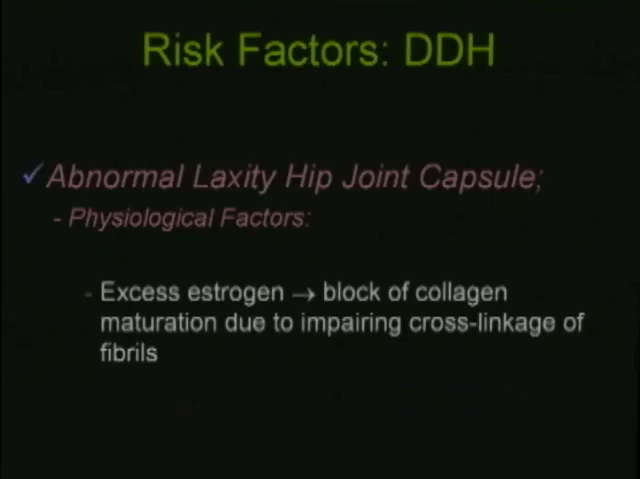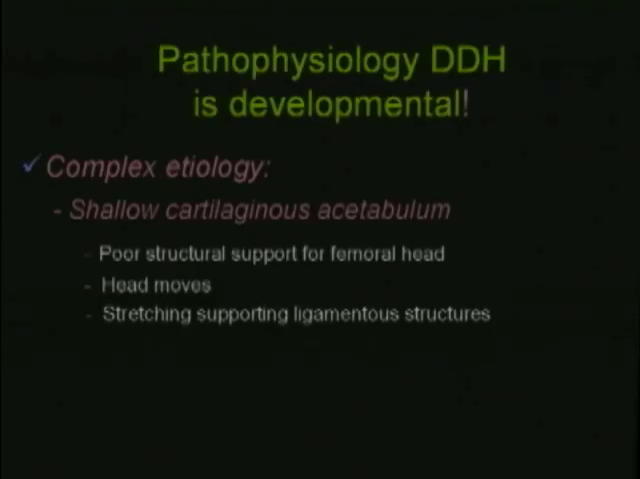One of the most important factors in DDH is when excess estrogen causes the block of collagen maturation due to the impairment of the cross-linkage of fibrils in the joint capsule as well as in the cartilage. And therefore, in babies, until the estrogen effect decreases after birth, which takes usually within the first 4 to 6 weeks of life to be significantly decreased enough, there is still physiological laxity of the hip.